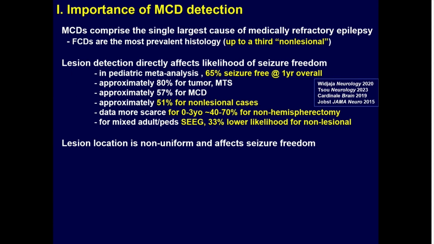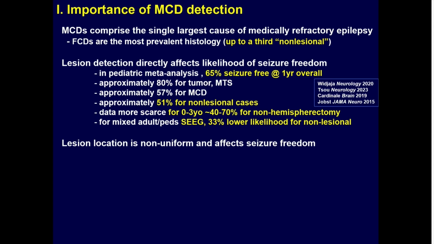The importance of lesion detection is that, first of all, generally we're talking about malformation of cortical development as the single largest group, and within that, focal cortical dysplasias are the most prevalent histology. Importantly, about a third of them are considered non-lesional, at least on initial MRI review. Lesion detection directly relates to the likelihood of a good outcome from surgery. If you look at group analysis of epilepsy surgery as a whole, it has pretty good outcomes, including for malformation of cortical development.